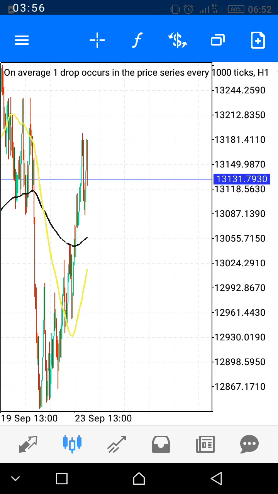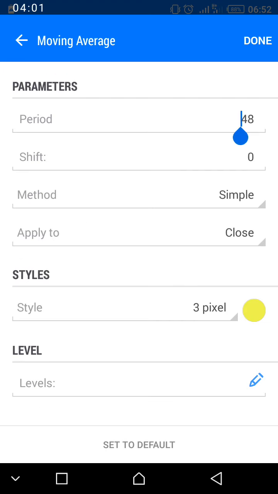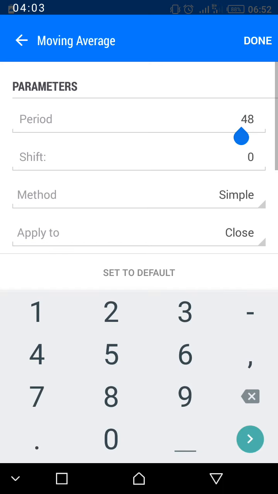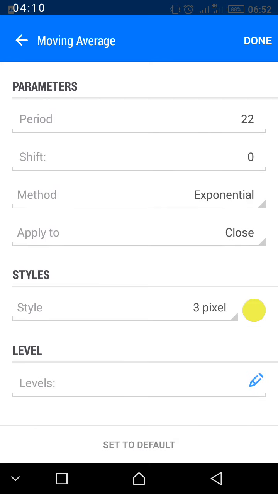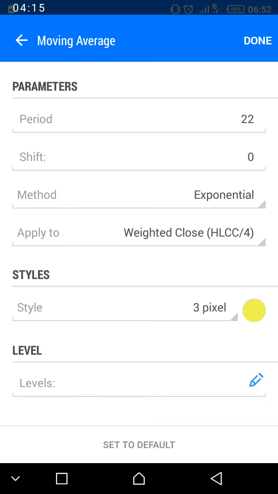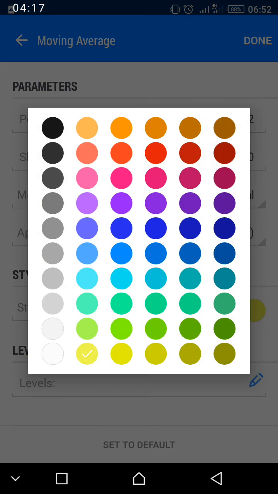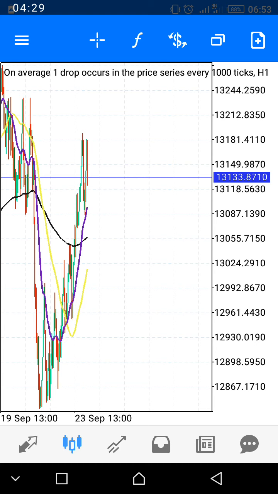Click on F, then F plus, click on moving average, then the value here is 22. Method is exponential. Apply to weighted close, HLCC divided by 4. Then the color is pink. Pink is the fifth column, fourth row. You click on it. Then done. This is the pink.